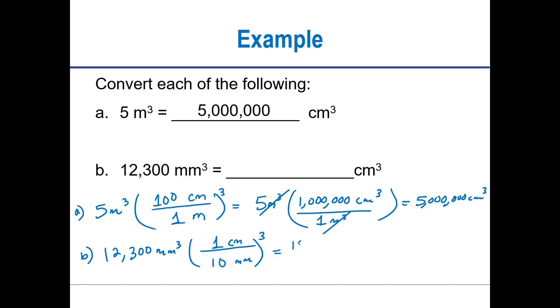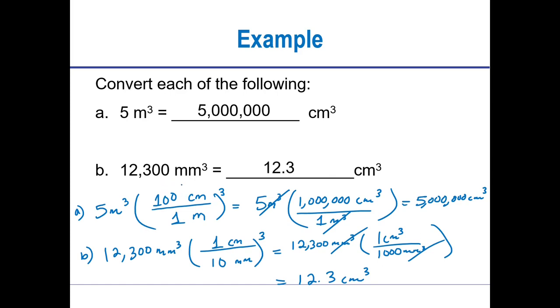This is equivalent to 12,300 millimeters cubed times 1 centimeter cubed over 10 millimeters cubed, which is 1,000 millimeters cubed. And notice now the millimeters cubed cancel out with the millimeters cubed, and we can simplify this to 12.3 centimeters cubed. So we have 12,300 millimeters cubed is equivalent to 12.3 centimeters cubed.